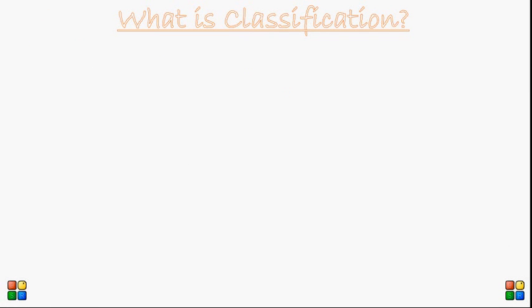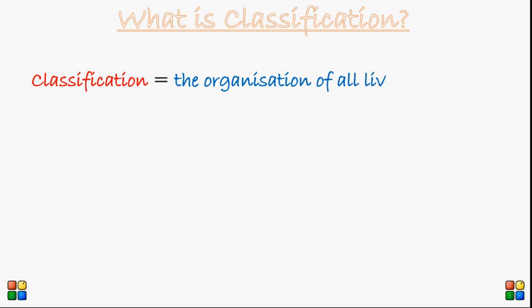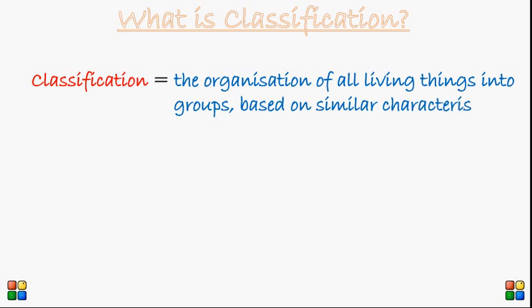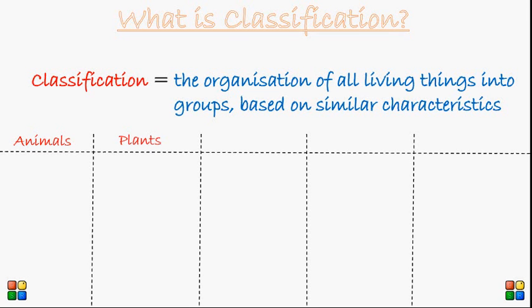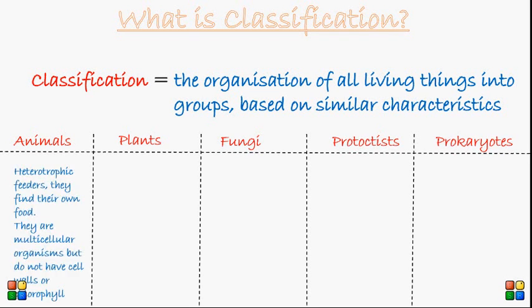What is classification? Well, classification is the organisation of all living things into groups, all based on similar characteristics. There are 5 groups, and those groups are known as animals, plants, fungi, protoctists, and prokaryotes.